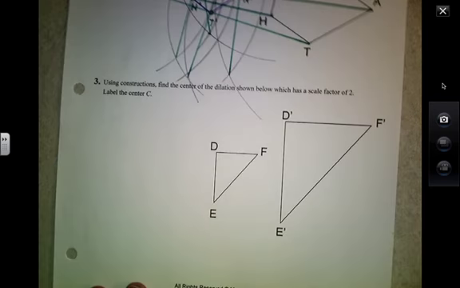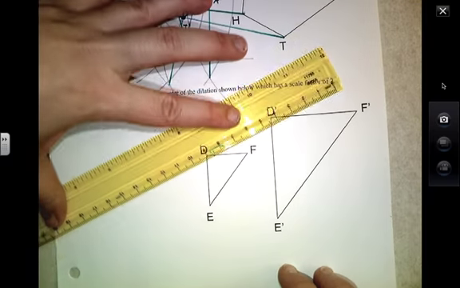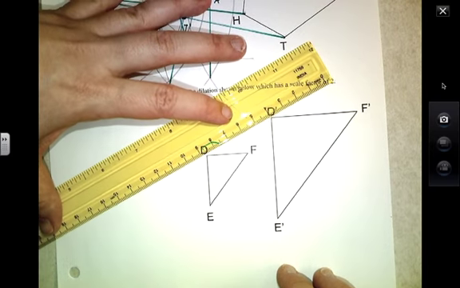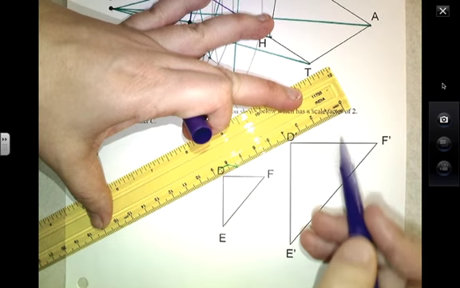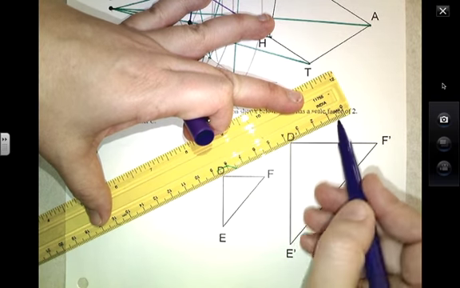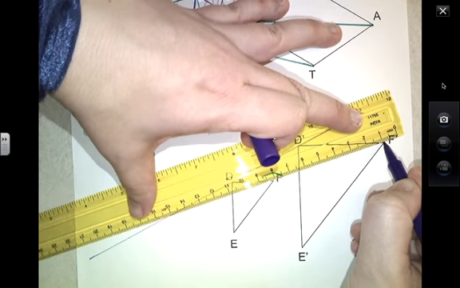All right, one last thing is to find the center of the dilation. And again, this is going to be a very easy one. We're just going to connect each point to its image, and we're going to extend that line out nice and far. So if we do this to 2 different points, the point where those lines hit will be the center of dilation. So I'm going to do that with D and F.